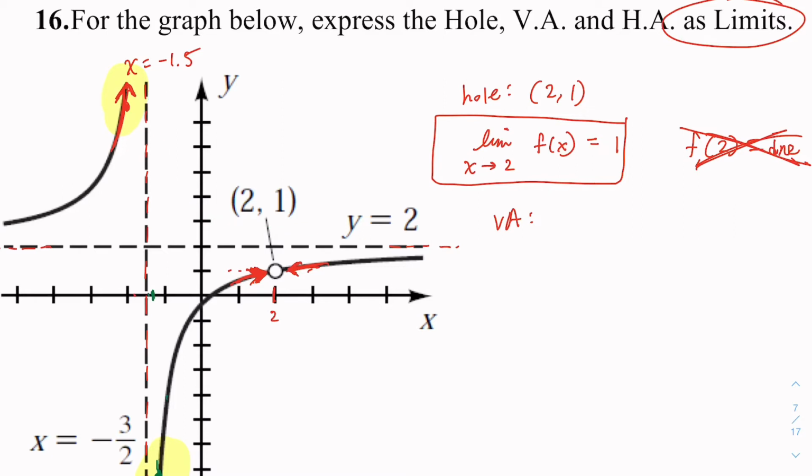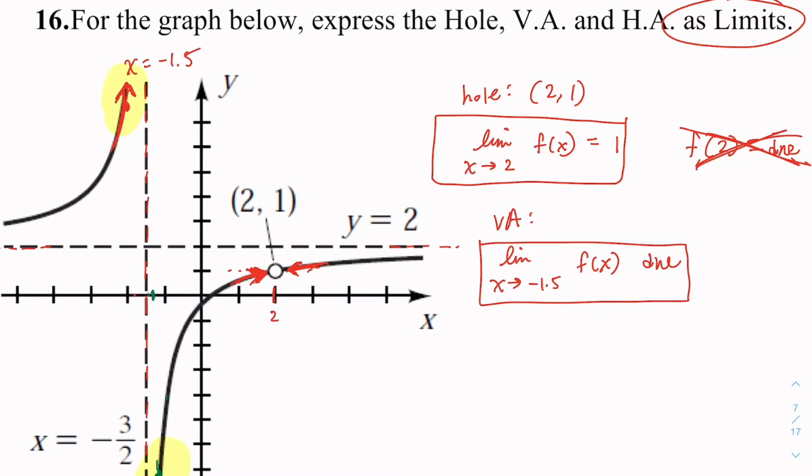So we would say the limit as x approaches negative 1.5 of our function doesn't exist. That indicates that we have a vertical asymptote.